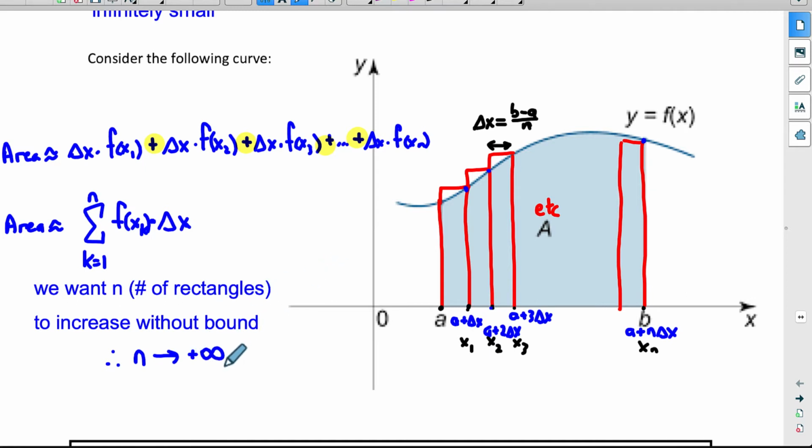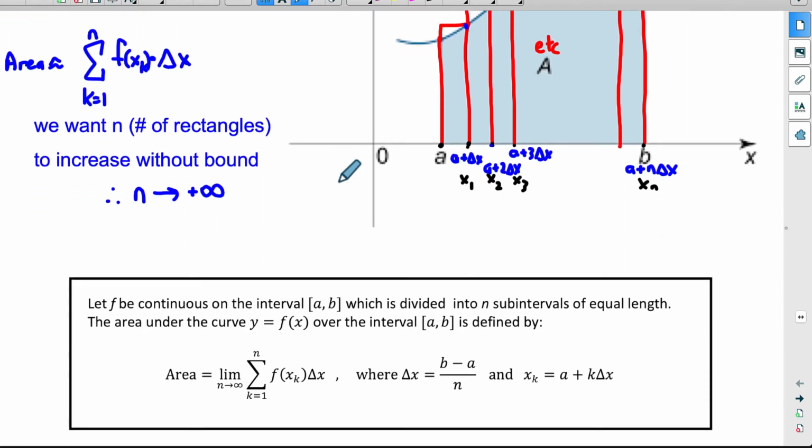We want as many rectangles as possible. So I'm hoping that kind of makes sense to you. You can follow along with my thinking here. If not, you're still going to be able to answer the questions, but it's always nice when you understand, right?